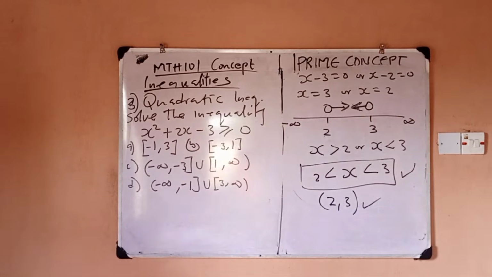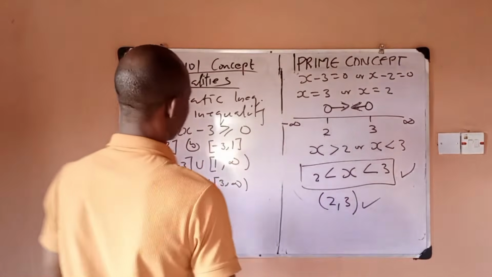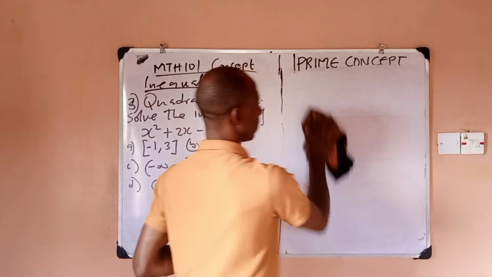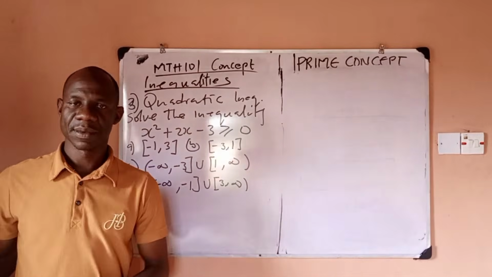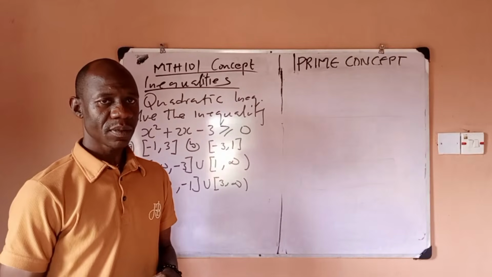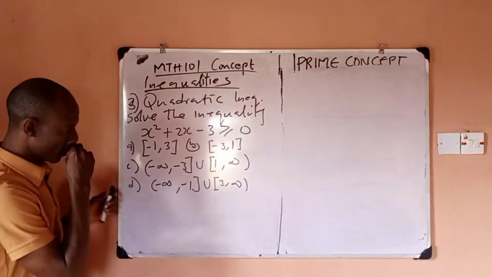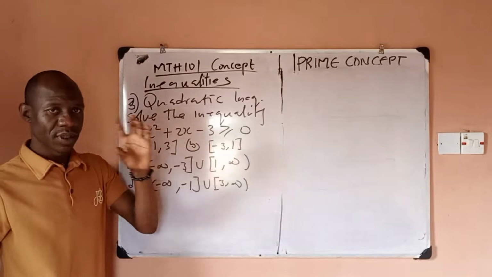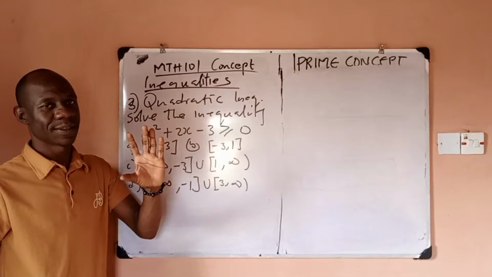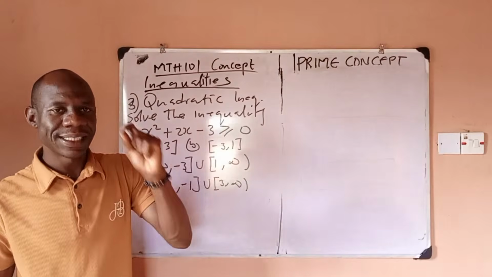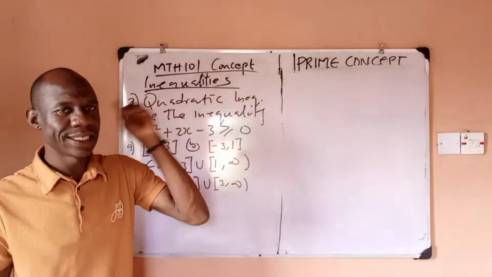So I think I should solve it now. Most people are saying B. If you are saying B, it means that the concept is not clear. Let me tell you one of the first things you should know. Anytime you are dealing with greater than, please stop writing at this point and just listen. Anytime you are dealing with greater than, your answer is always going to carry infinity.